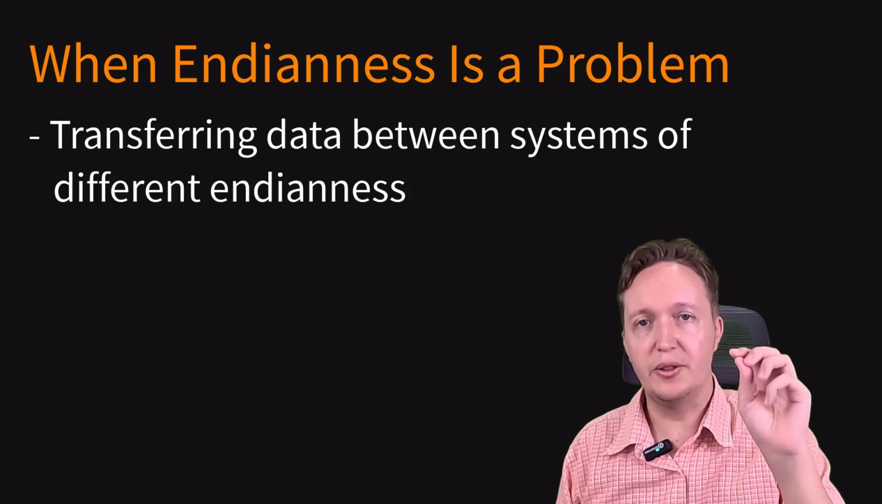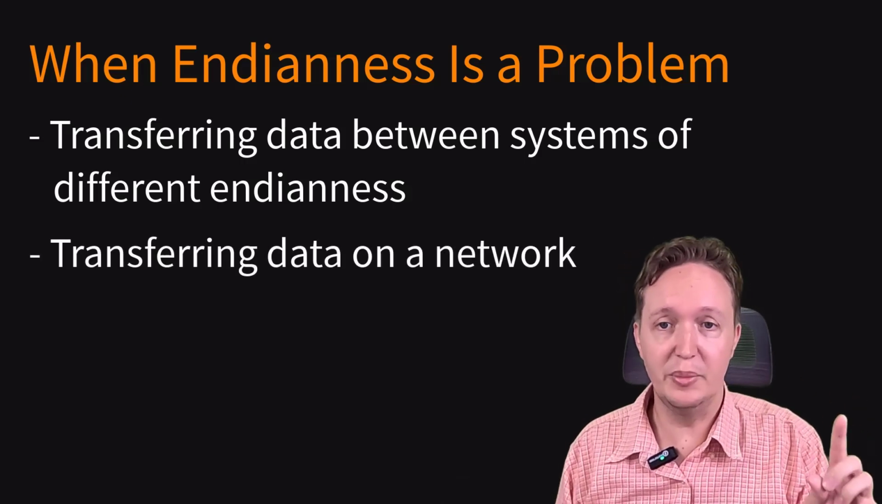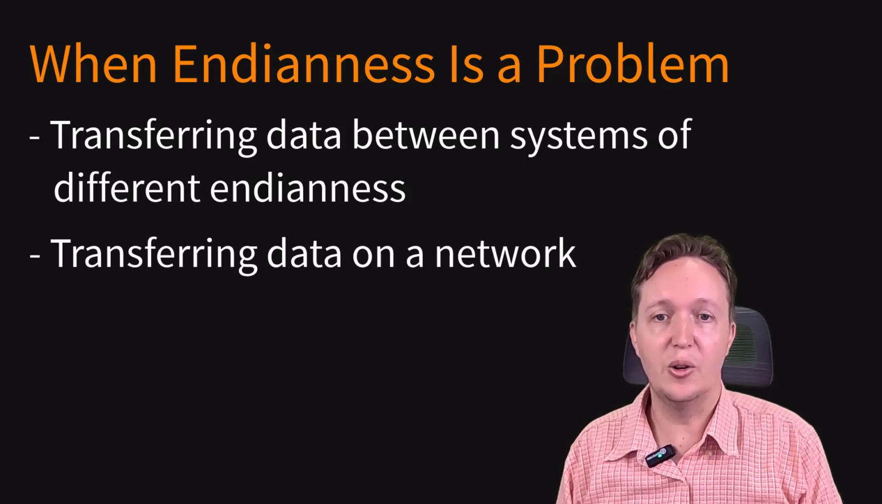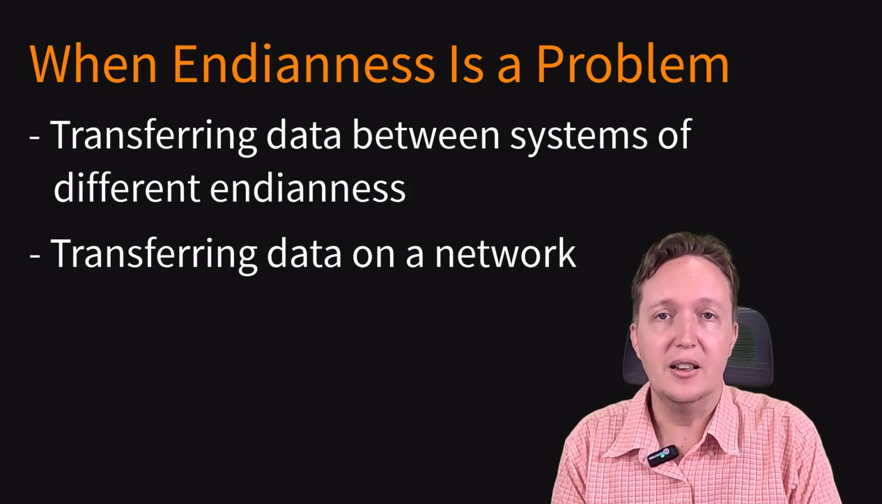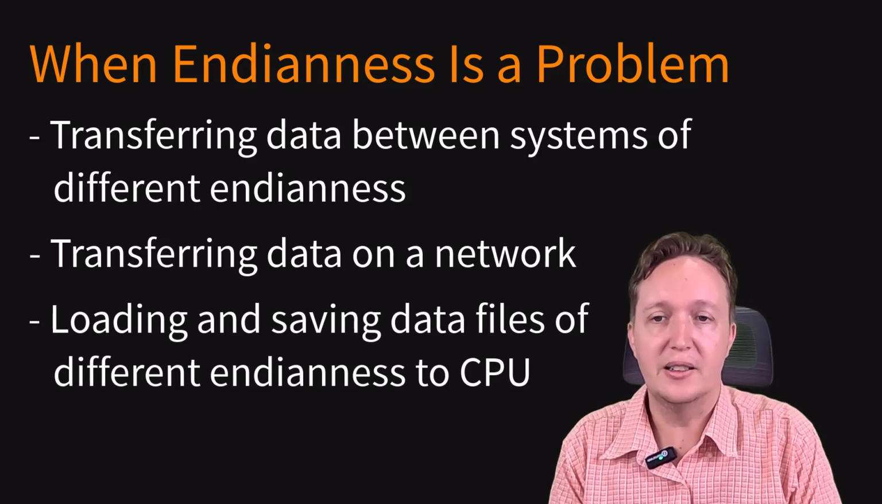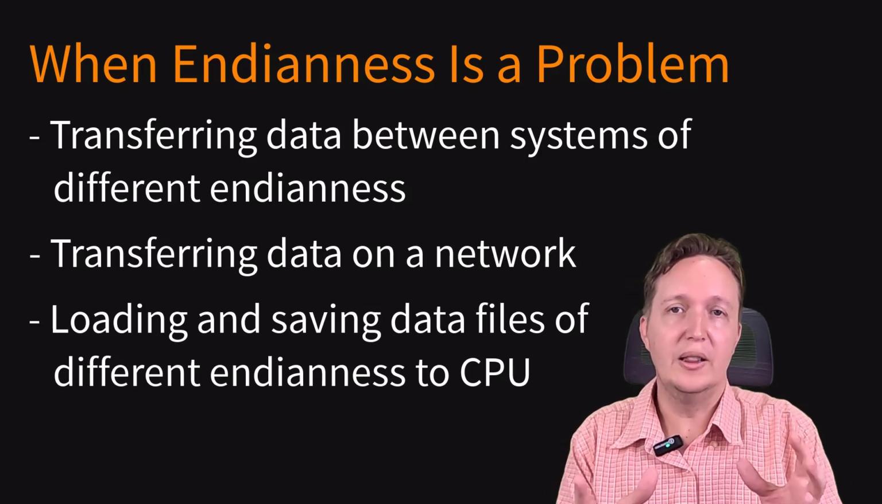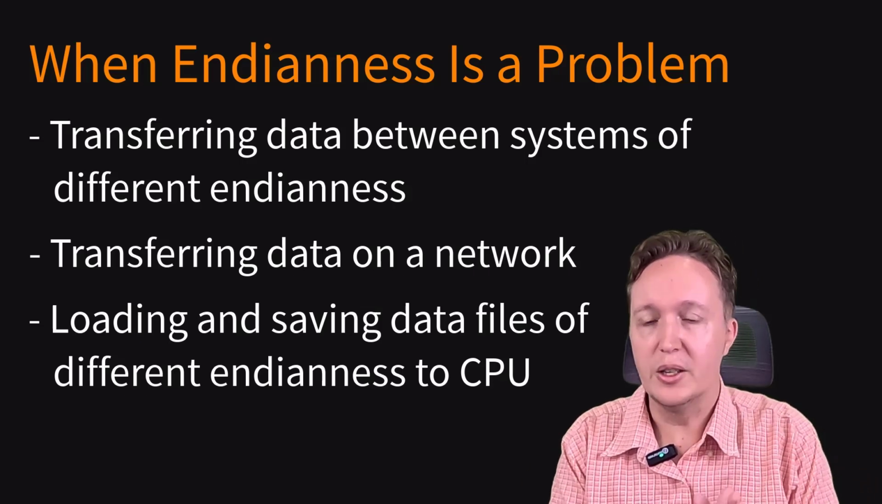The second situation is transferring data between computers, even if they're both little-endian, because the TCP/IP network protocol has decided to go with big-endian for addressing. And finally, loading and saving of data to or from disk, when the data format is in a different endianness from the CPU. Oh, and there's one more.